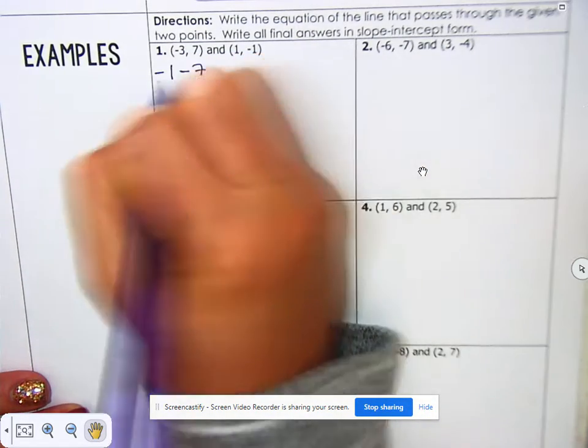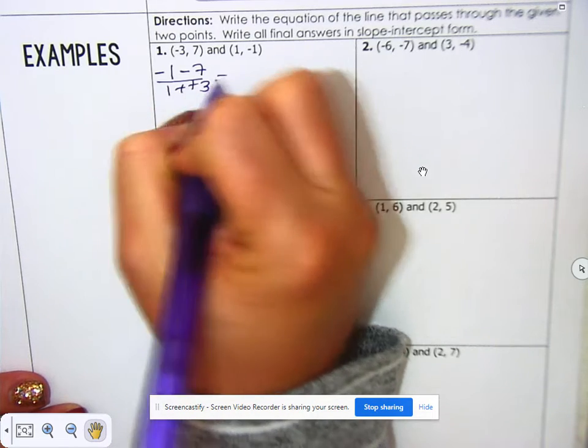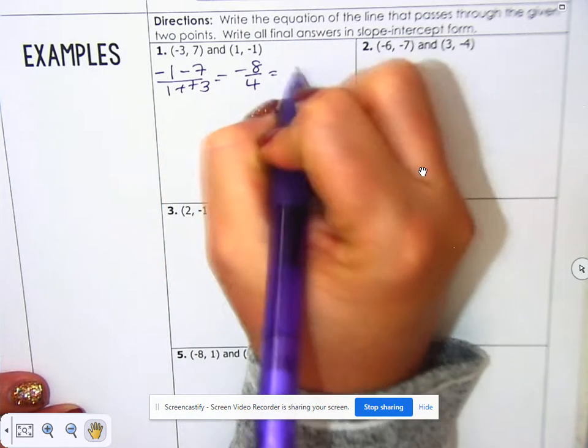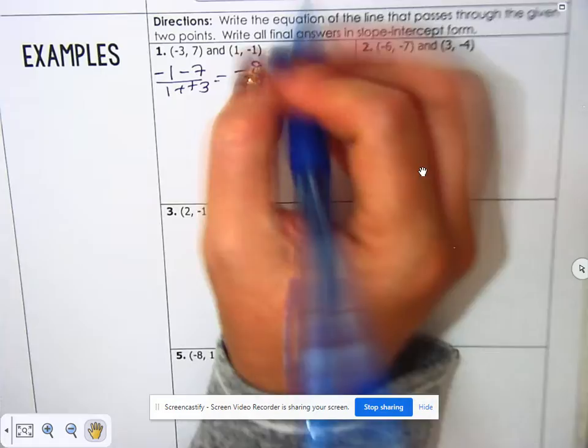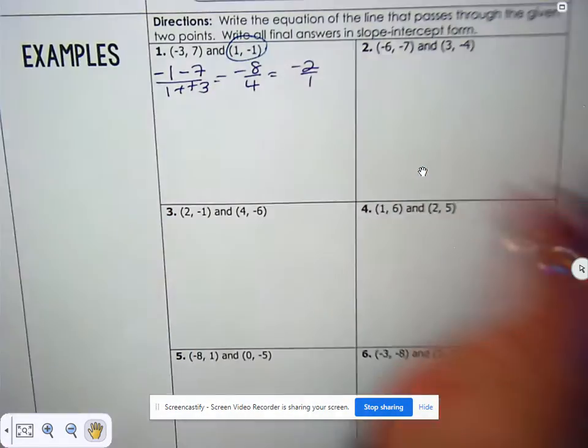So we're going to start with our slope formula. We're going to find the slope between these 2 points. So y minus y over x minus x is going to give me negative 8 over 4, which reduces down to negative 2 over 1. Now, once you have your slope, you're going to pick either point. We talked about in class, it doesn't matter. I usually pick the smaller numbers.